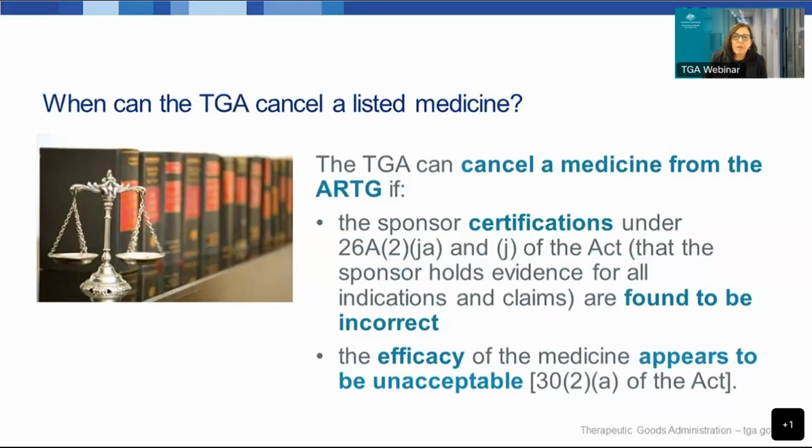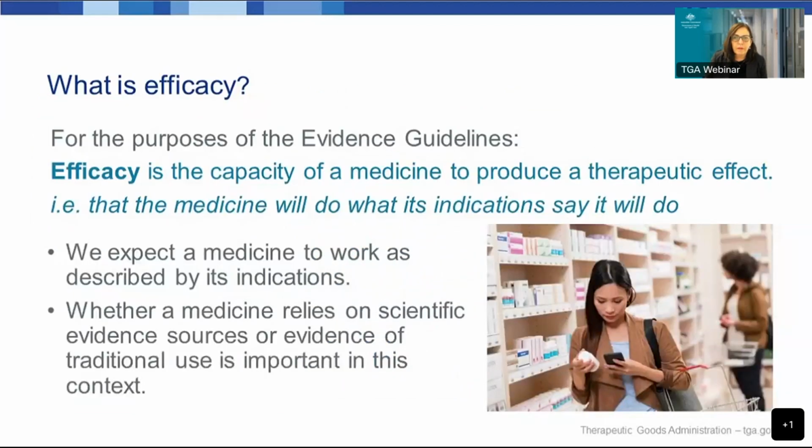The TGA can cancel a medicine from the ARTG if the sponsor's certifications are found to be incorrect, or if the efficacy of the medicine appears to be unacceptable. If the medicine is cancelled from the ARTG, in general, it can no longer be imported, manufactured, or exported from Australia by the sponsor.